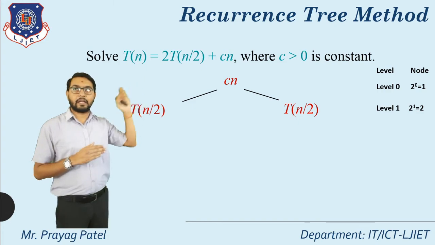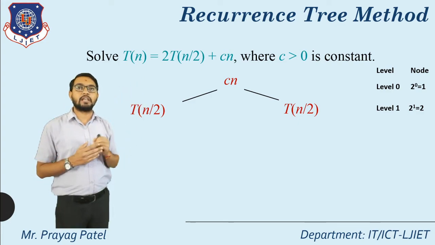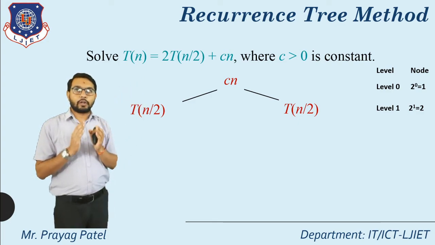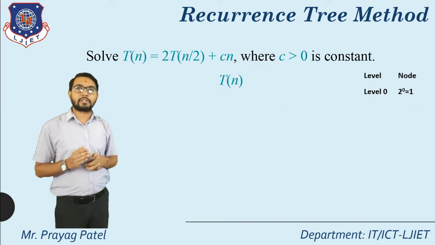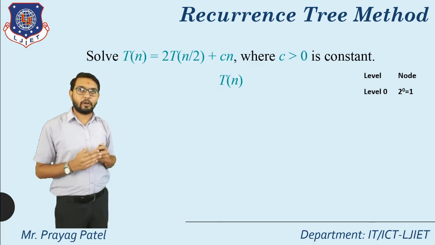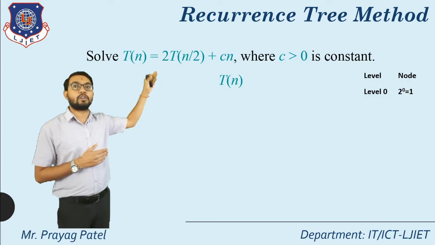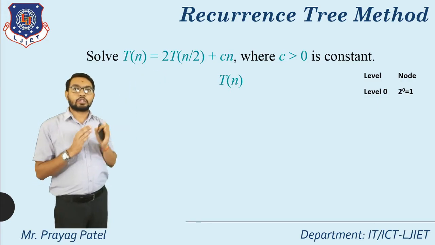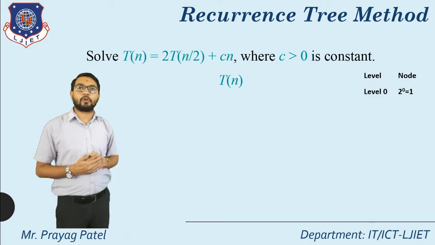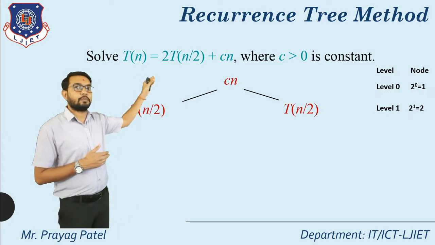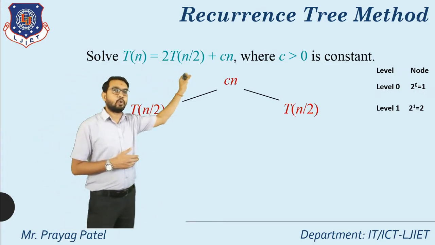The initial function is T(n) = 2T(n/2) + c·n. For the T(n) function, in the previous case we wrote the cost as a constant part f(n). So c·n is considered the cost for T(n), and in place of T(n) we write c·n.